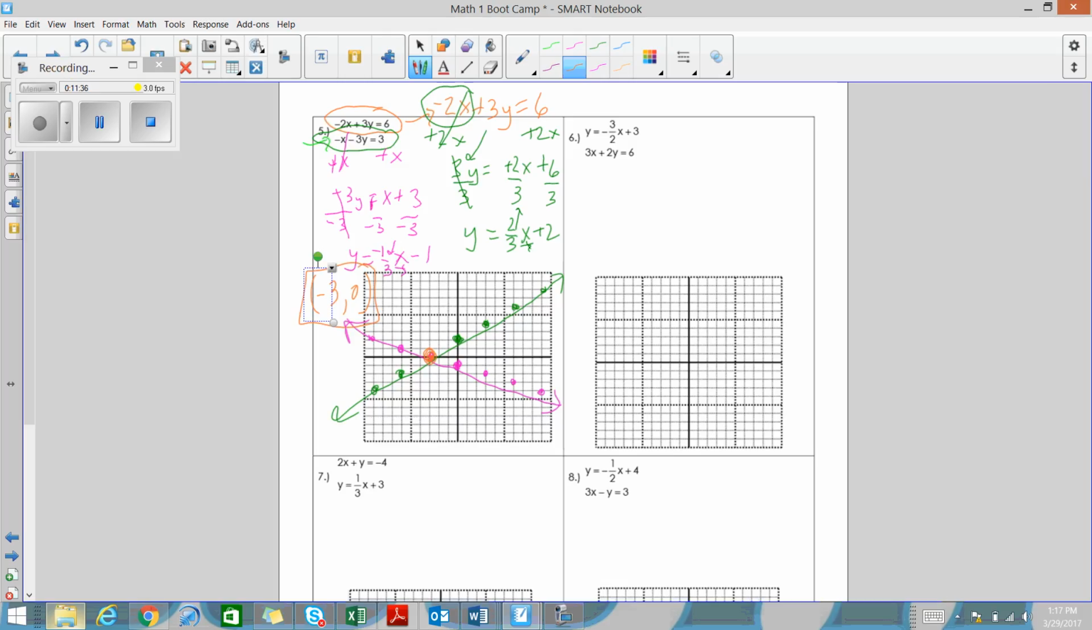All right, I want you to do the remaining 4 problems, the one on the front side and then 6, 7, 8. Make sure you're solving for the value of y, solve for y, and then graph them in slope-intercept form.